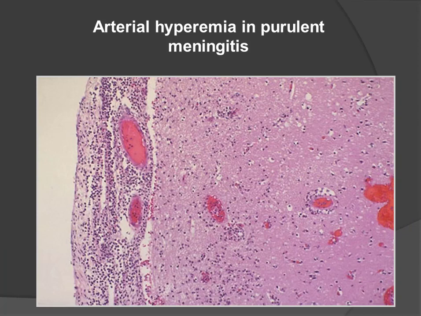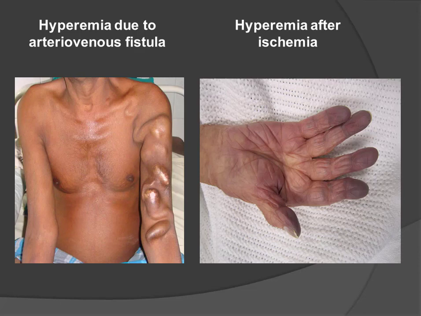Inflammatory hyperemia occurs due to the inflammation. It is subsequently transformed into the mixed arterial venous congestion and then into the venous congestion. Hyperemia due to arteriovenous fistula can be observed in cases of pathological anastomosis formation between the artery and vein.